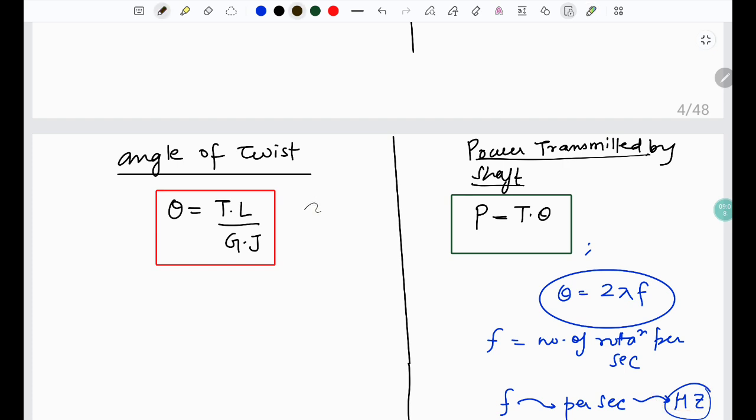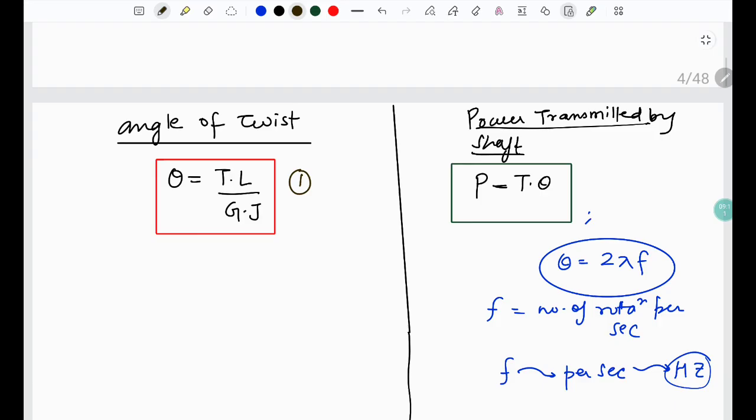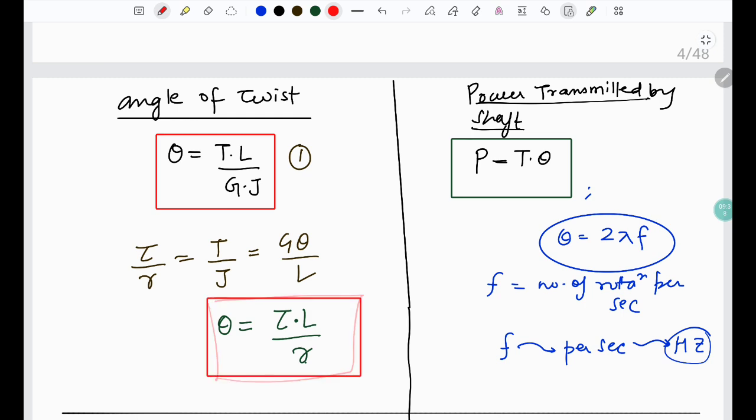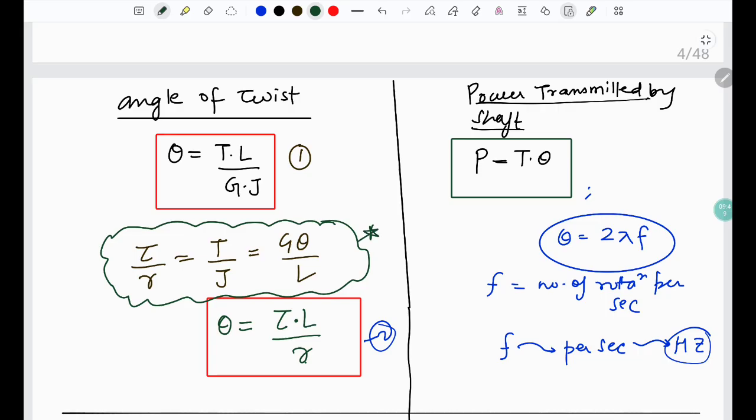You see, not only does this formula come in handy, another formula that often comes in handy in different numericals is this one. We have tau by r equals T by J equals G theta by L. So sometimes even this formula can be used, where I can calculate theta as tau times L over G r. This formula also comes handy in certain problems. So you get the gist, that you will have to use the equation of torsion to solve numericals many times.